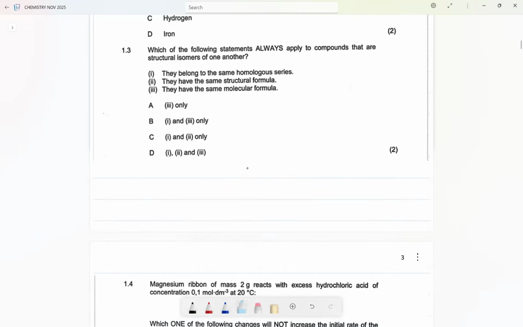1.3. Which one of the following statements always applies to compounds that are structural isomers of one another? Do they belong to the same homologous series? No. Remember, structural isomers can be functional isomers, with different homologous series. Do they have the same structural formula? No, not necessarily. They have the same molecular formula. This is part of the definition of an isomer. So the answer for this one is A.